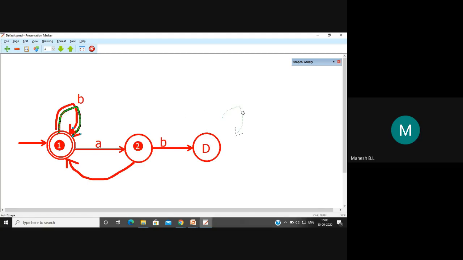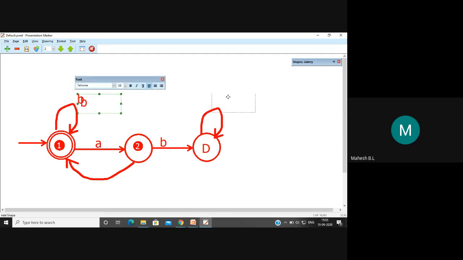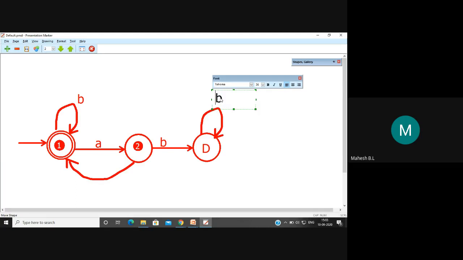Okay. In this state, you can read any number of A's or B's. So the label for this self loop is going to be A comma B. That means here in the dead state, you can read any number of A's or B's, but there is no way to make a transition back into the accepting state 1.